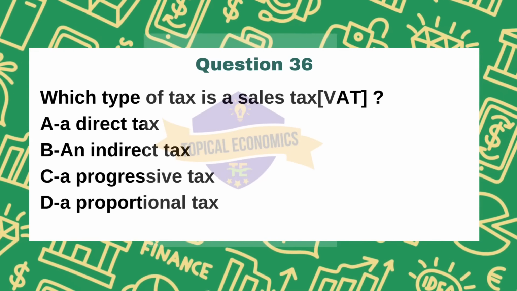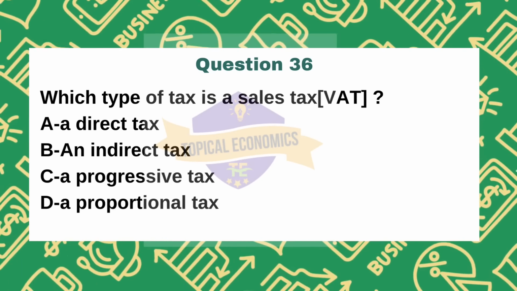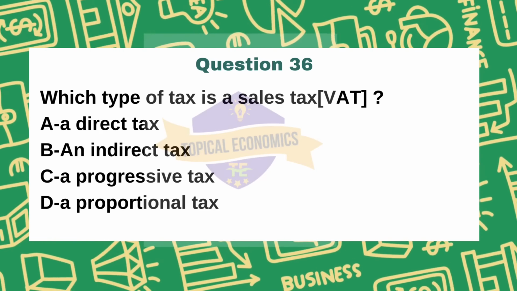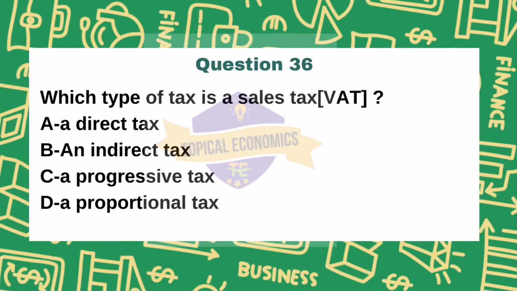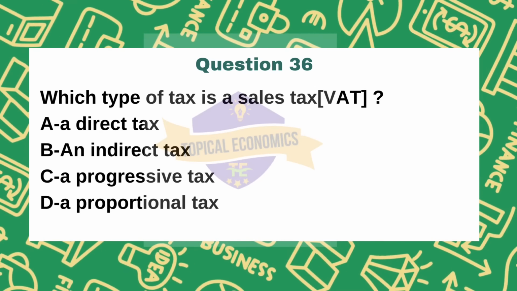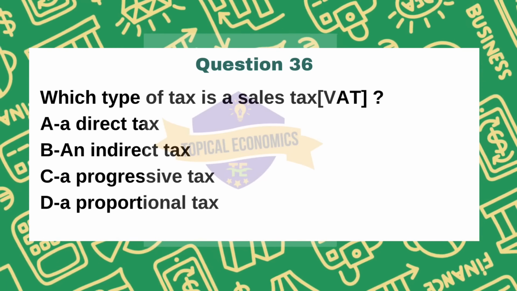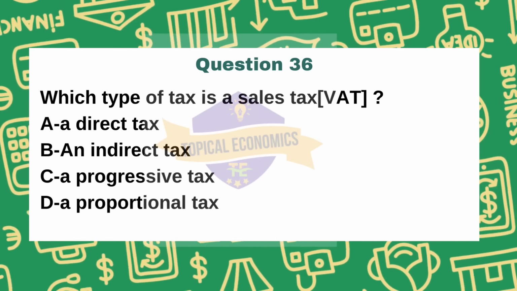Which type of tax is a sales tax, VAT? A. Direct tax. B. An indirect tax. C. A progressive tax. D. A proportional tax. The correct answer for this question is option B, an indirect tax.